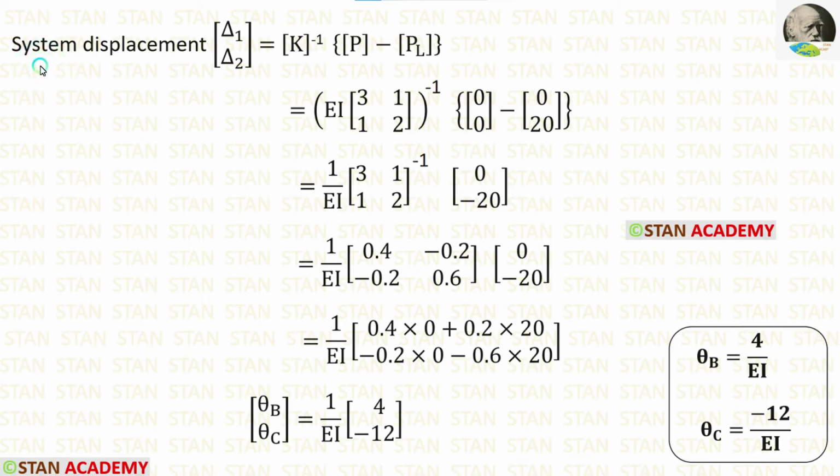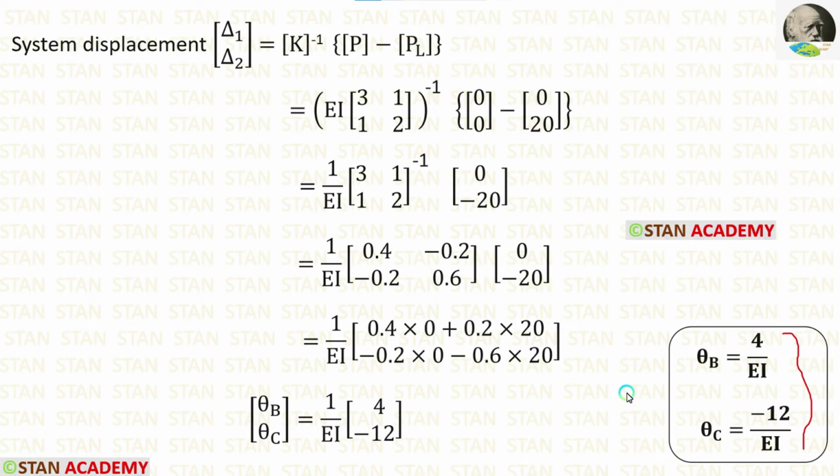We know that in this problem, the system displacements, or the slopes which we got finally, will be according to the coordinates. The first coordinate is the point B, so first we will get theta B, which is equal to 4 upon EI. The second coordinate is the point C, so here we are getting theta C, which is equal to minus 12 upon EI. So in this analysis, we have found the unknowns.